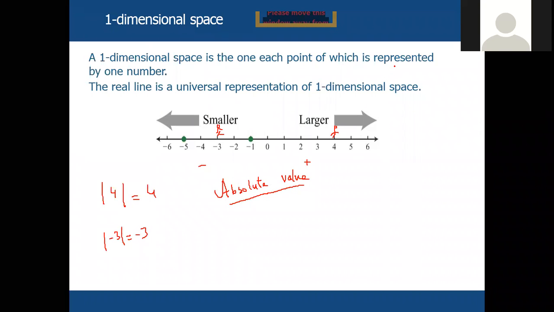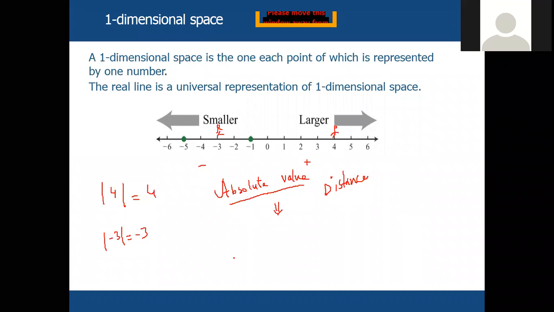Yes, Maha. I think I said my answer. Okay, Maha. Excellent. Actually, the absolute value shows distance, and distance is always positive. This is one thing. The second thing is that absolute value shows how far a point is from zero.